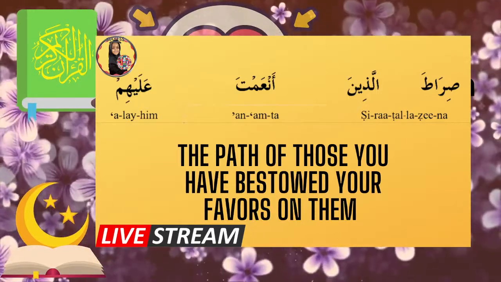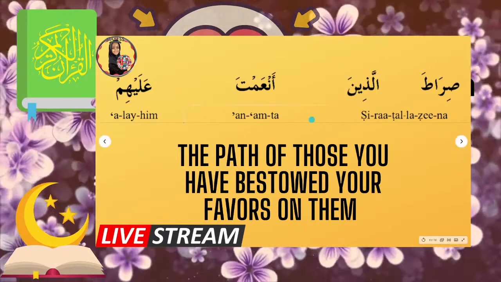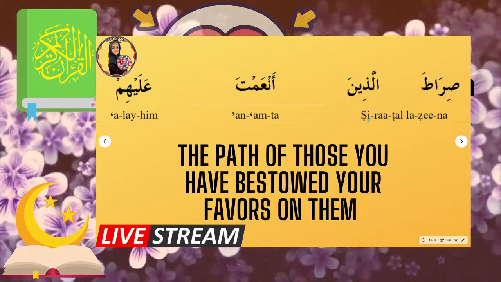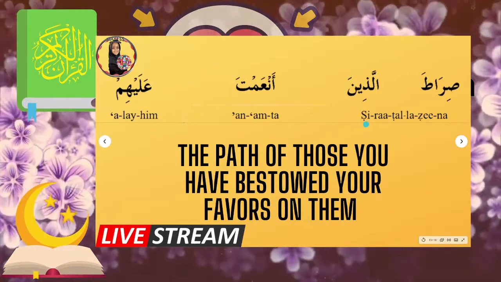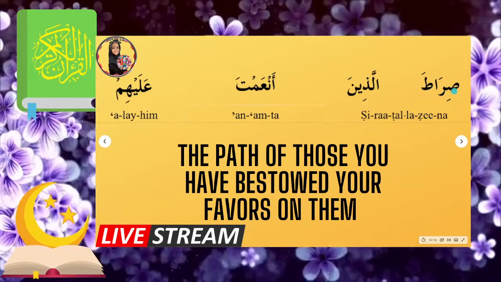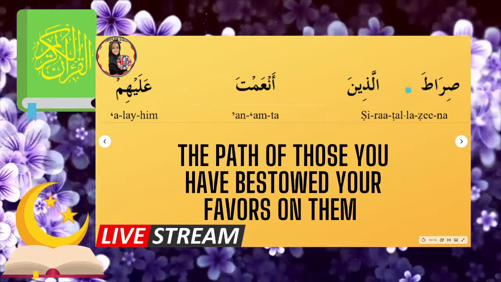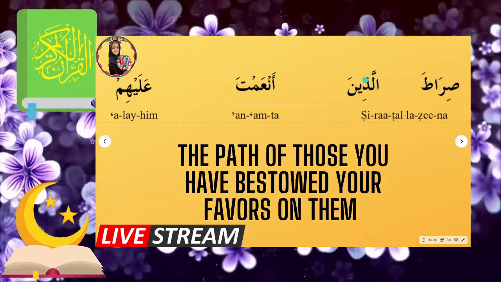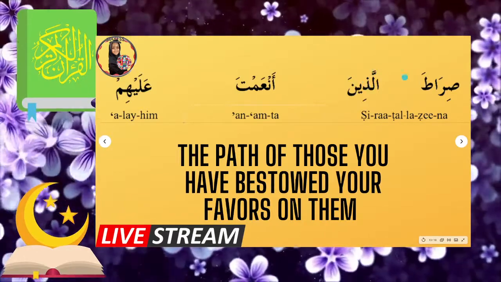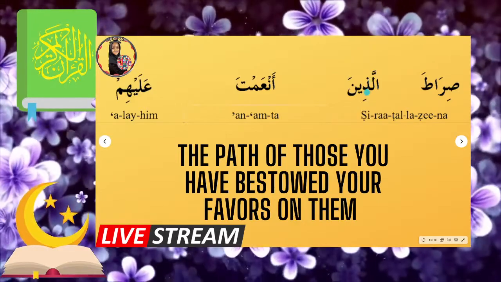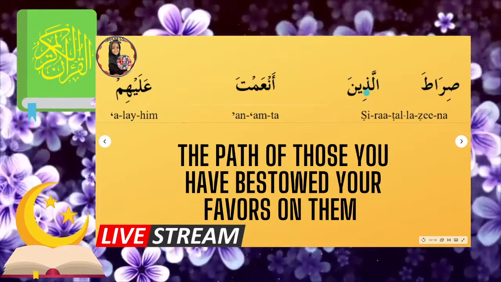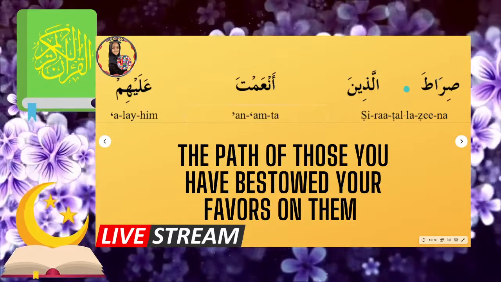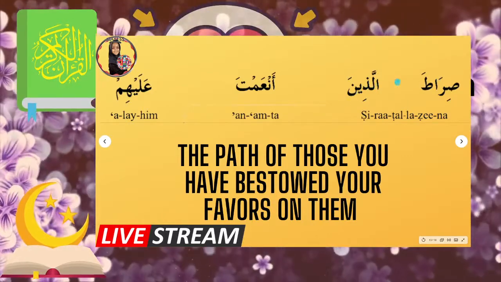Now right here, it says Sirat al-ladhina. Some people make a mistake by saying it with Sin, but it's actually Sad instead of Sin. So there's alif and lam with the shadda fatha, which means siratal. And then right here there is zal. There's zal kasra dhi, siratal ladhi. And then nun fatha, siratal ladhina.